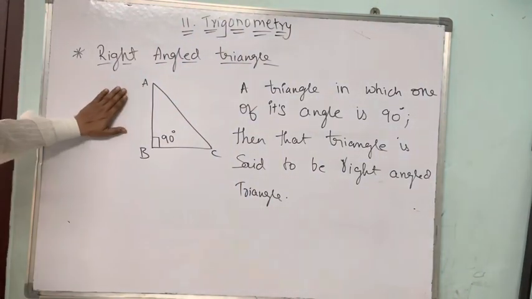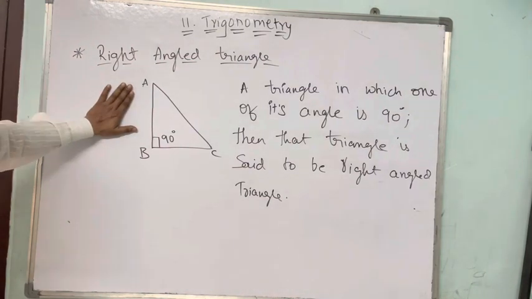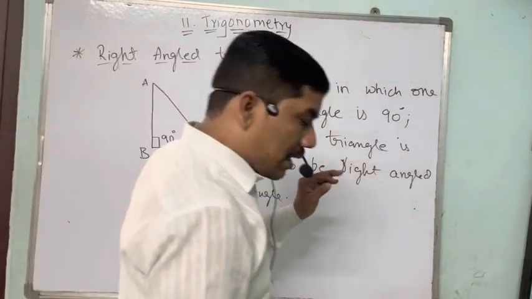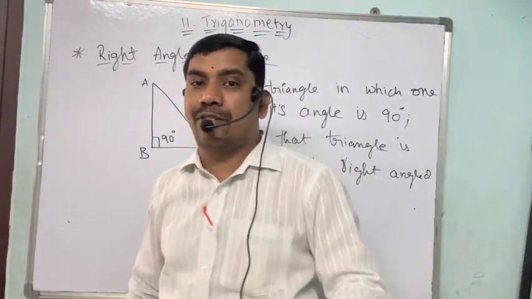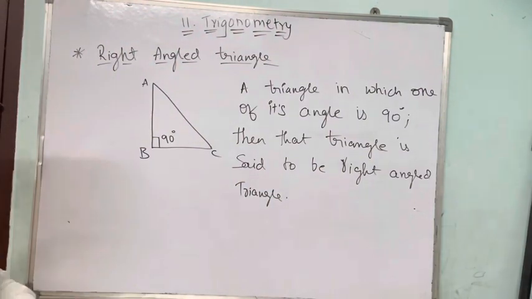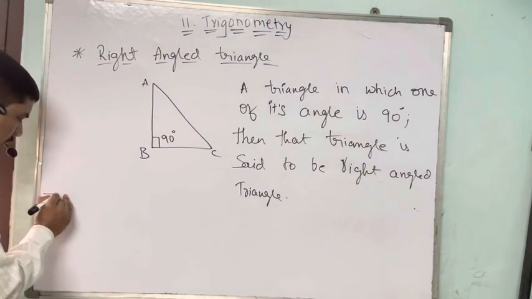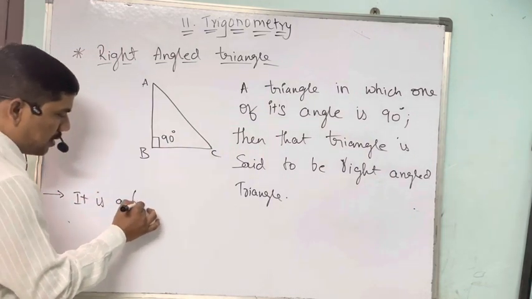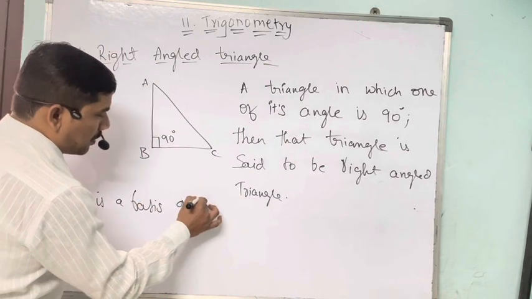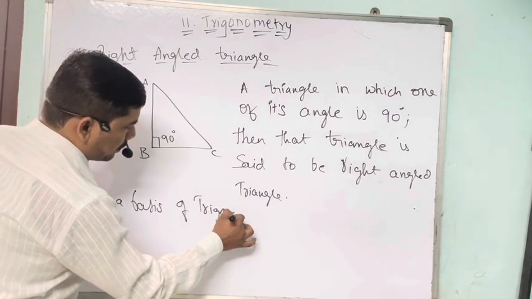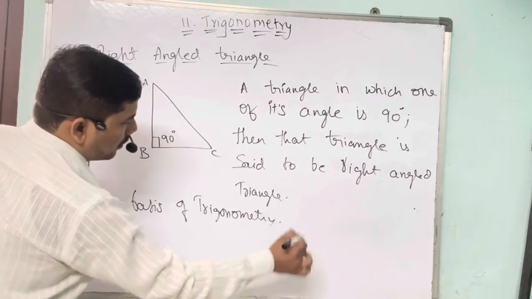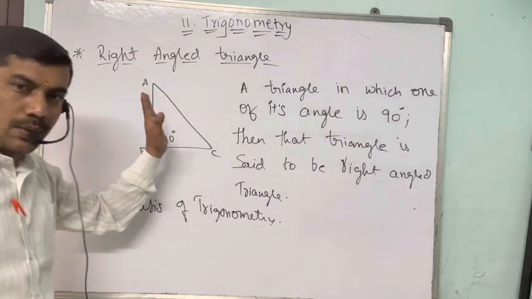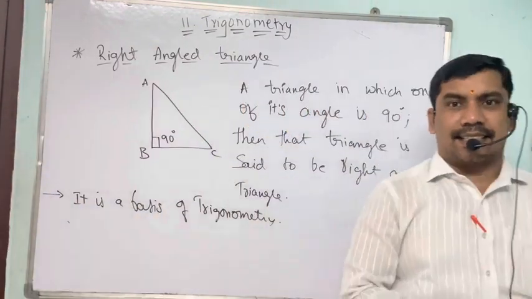And now our trigonometry will basically depend on this right angle triangle. Actually, the right angle triangle itself is a basis for trigonometry. Is it clear, everyone? Right? So, hope you got the idea what is meant by a right angle triangle.